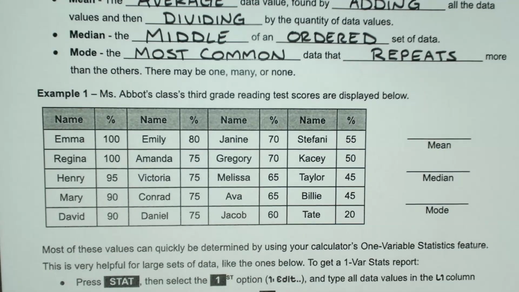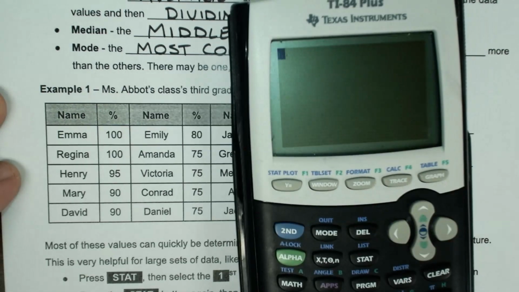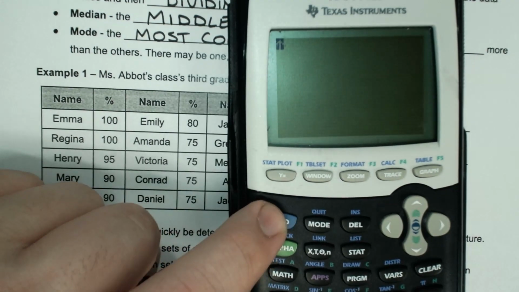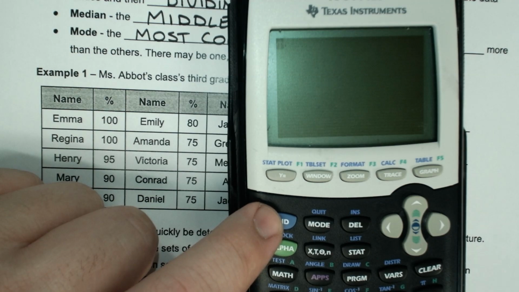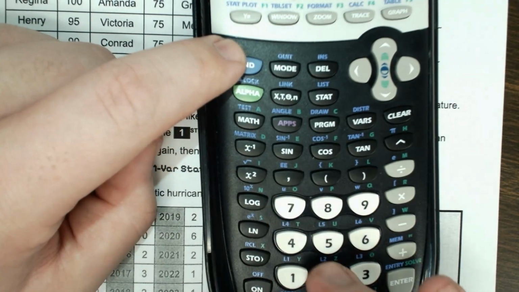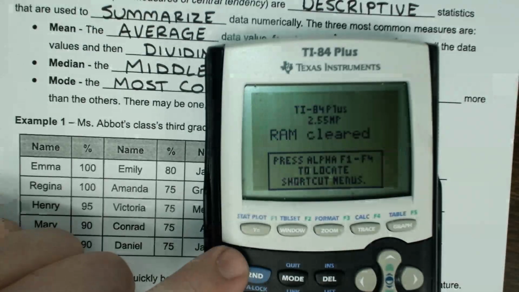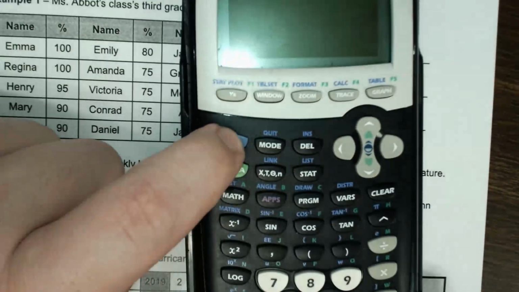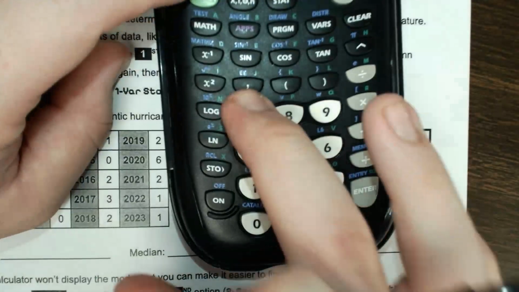To find the mean, we got a lot of button pushing to do. First thing I'd like you to do, go ahead and reset your calculator. To do that, you're going to press second, the plus sign, 712. It'll take you to this screen that says RAM cleared. What we're doing here is just making sure that nothing that happened in my first period or in classes beforehand is going to affect what you're typing in. And again, to do that, you press second plus 712.